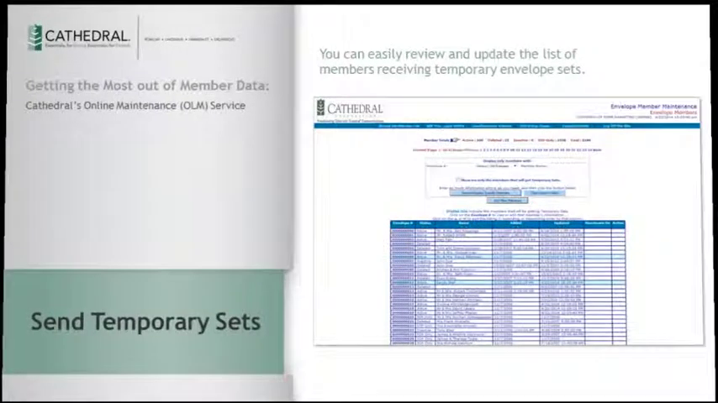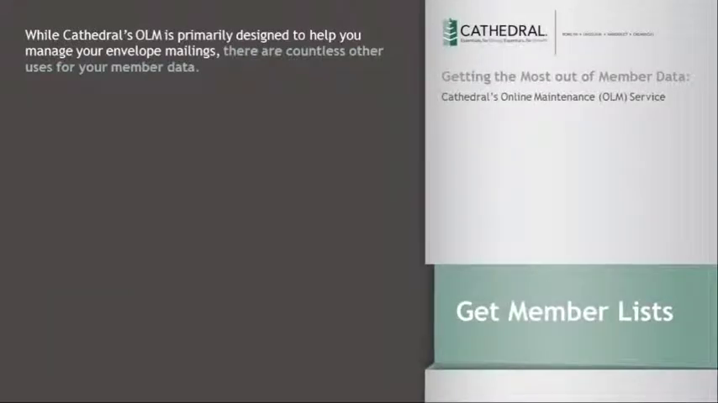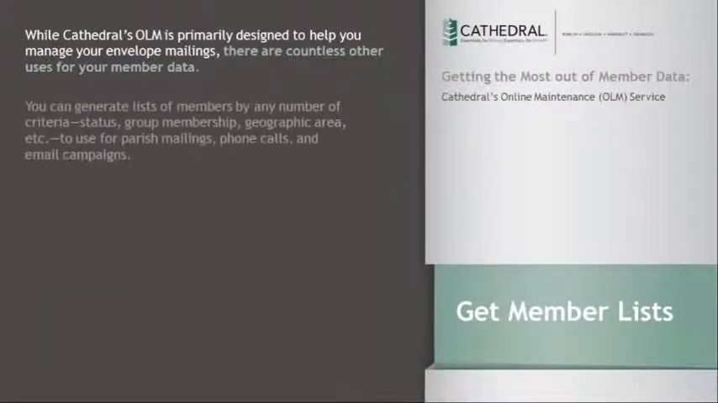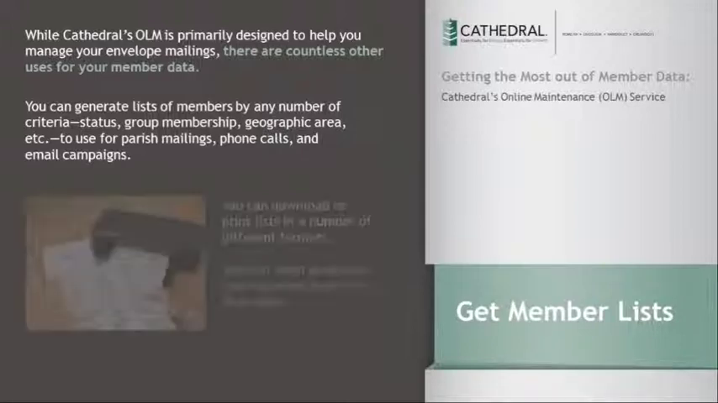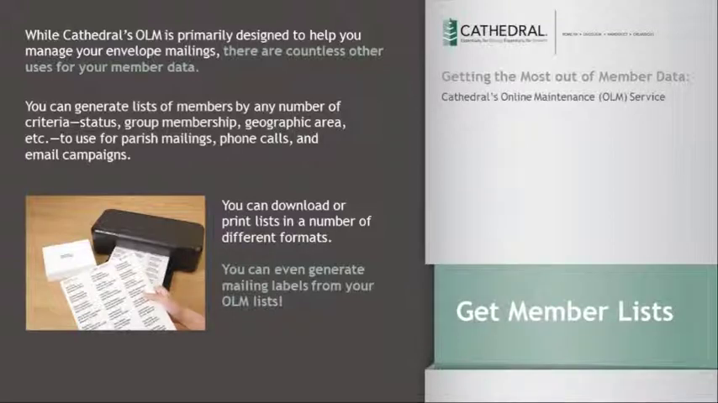So now that your data is all up to date, there are lots of things that you can do with it. Most of the things we're going to talk about next come from the reports section of online list maintenance. You'll see the View Download Reports tab on the blue toolbar, and that's where these reports reside. You can use these reports to generate lists of members by any number of criteria, such as status or group membership, etc. And you can use these for mailings or making phone calls or any other kind of campaign that you might have going on at the church.